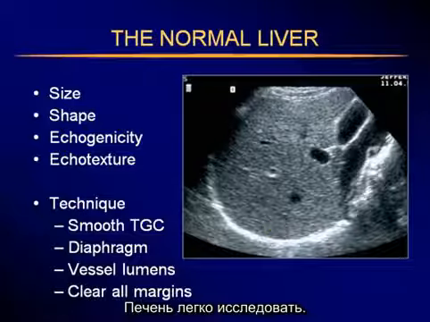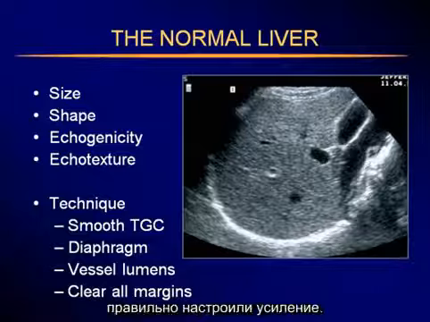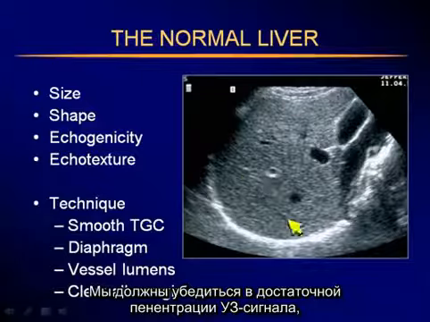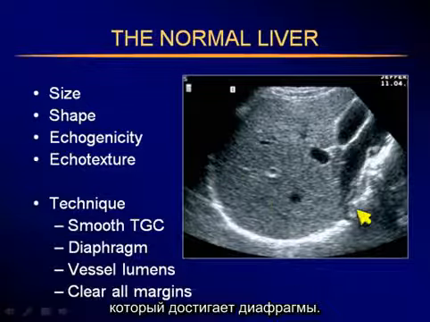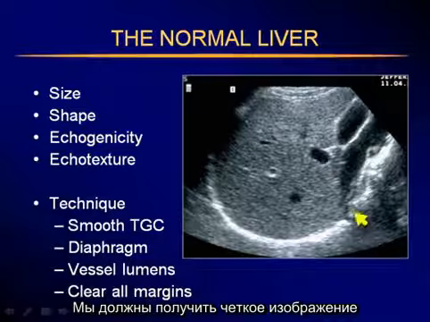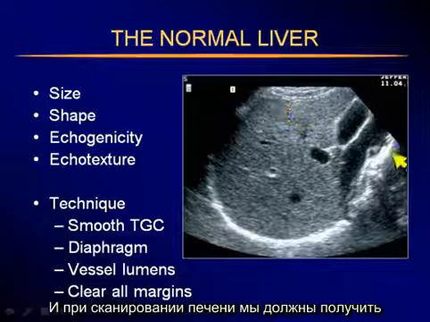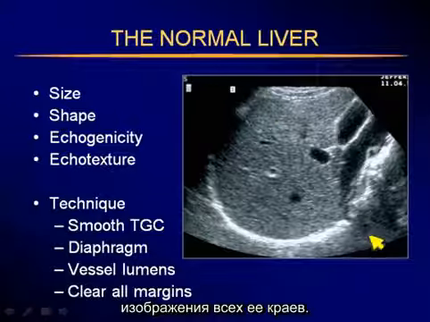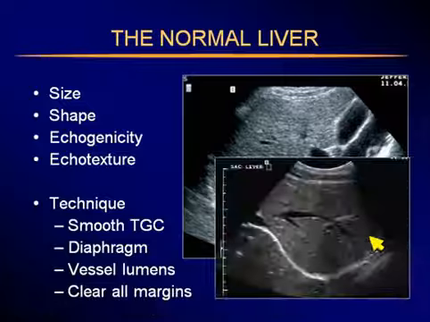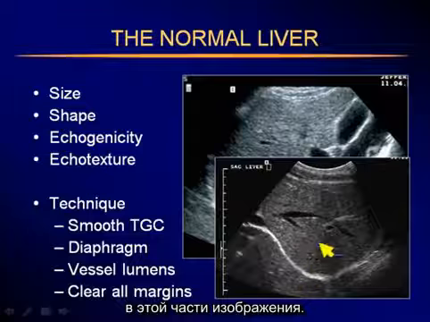The liver is very susceptible to technique. We have to make sure that we have a nice, smooth TGC curve. We want to make sure that the penetration goes all the way back to the diaphragm. Here is this curvilinear bright structure. We would like to have the vessel lumens clear of extraneous echoes. And when we scan the liver, we want to make sure that we clear all of the margins of the liver. In this case here, we have very good technique coming through this side of the image.